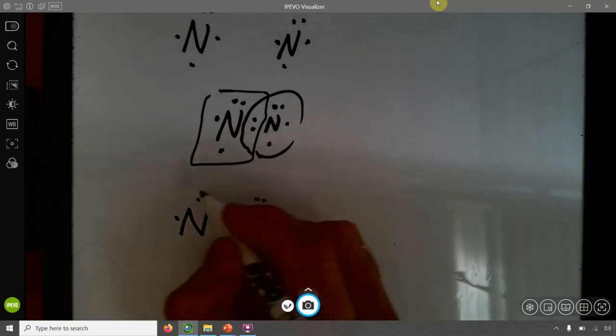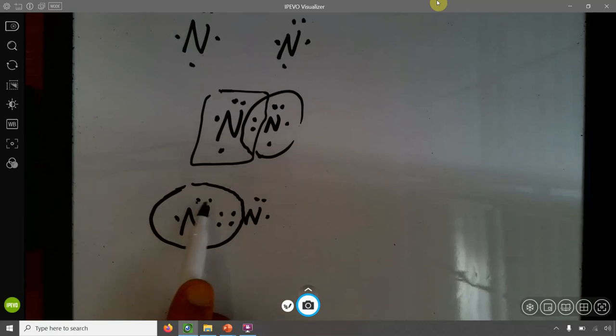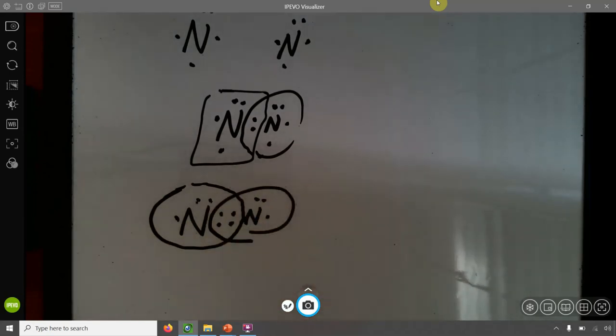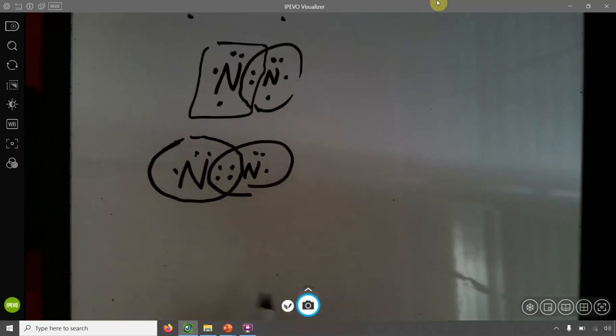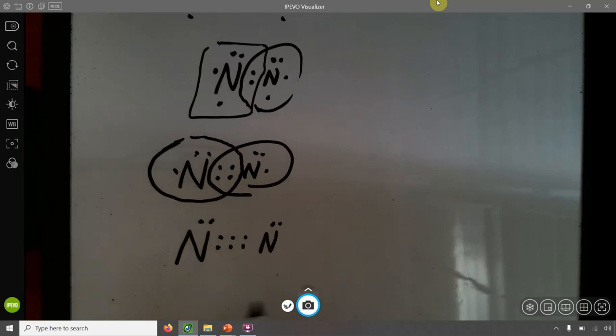Like this. If I look at this circle right here, this one has 1, 2, 3, 4, 5, 6, 7. Not happy. This one has also 7, not happy. So I say, let's try 1 more. Let's try to share 3. So they each bring 3 to the table.